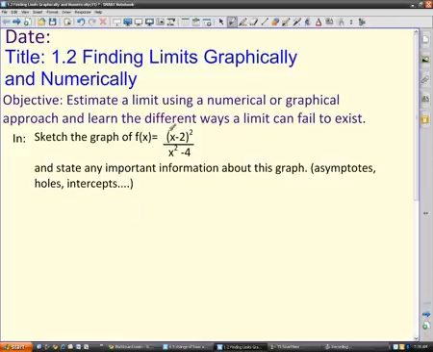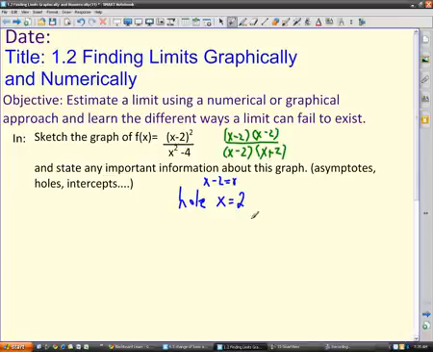So by looking at this graph, I can see that if I was to write this out in factored form, I would have x minus 2 times x minus 2 on top, and on the bottom I'm going to have x minus 2 and x plus 2. So knowing this, this x minus 2 over x minus 2 becomes a hole in the graph. So I have a hole at x equals 2. If I set x minus 2 equal to 0, that's where I get my hole at 2.